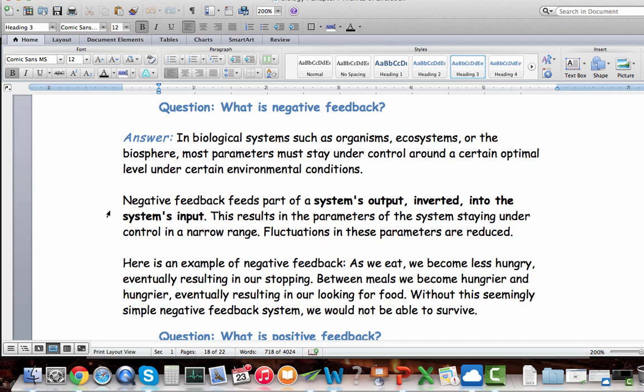Here's an example of negative feedback. As we eat, we become less hungry, eventually resulting in our stopping. Between meals, we become hungrier and hungrier, eventually resulting in our looking for food. Without this seemingly simple negative feedback system, we would not be able to survive.